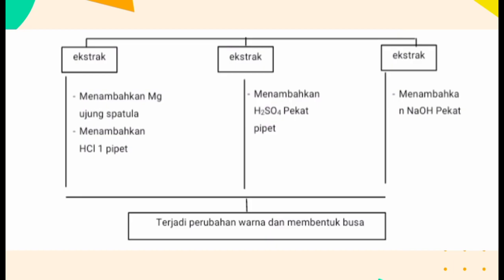The first extract, add magnesium with the tip of a spatula. Add 1 dropper of HCl. Second extract, add 1 pipette of concentrated sulfuric acid. Third extract, add 1 pipette of concentrated sodium hydroxide. And the color changes and forms bubbles.